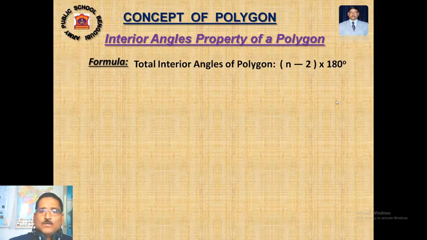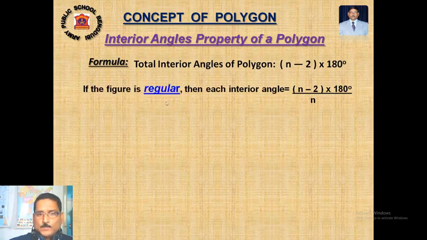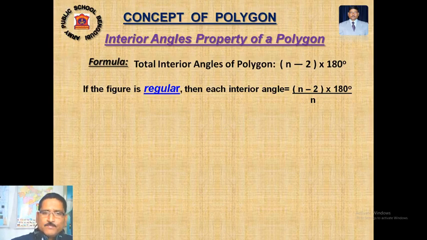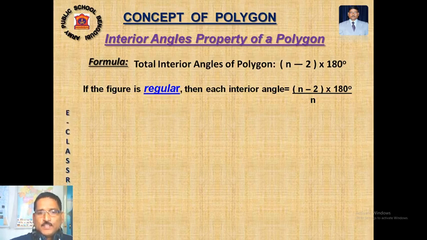Now when the figure is regular, then only you can apply each interior or each exterior angle. So each exterior angle, how will you find out? You know total exterior angle is 360 degree. So if you divide it by number of sides, you will get each exterior angle. If you divide it by exterior angle, then you will get number of sides, vice versa.